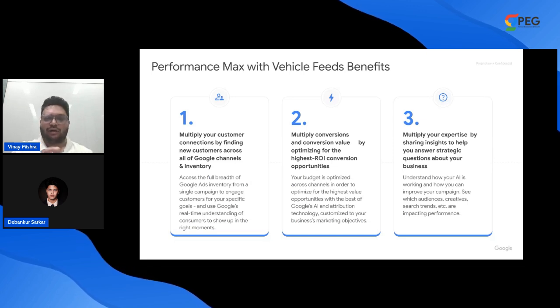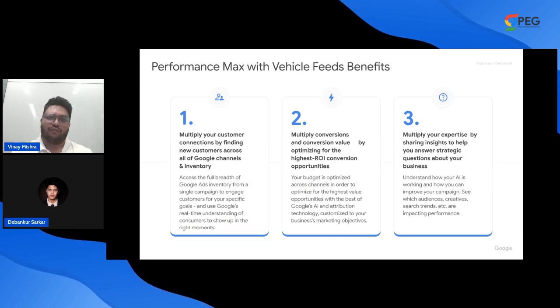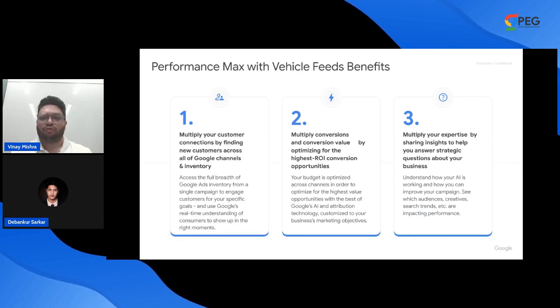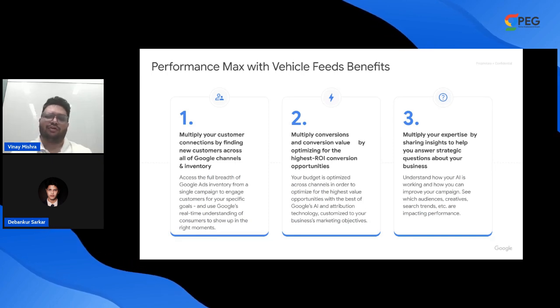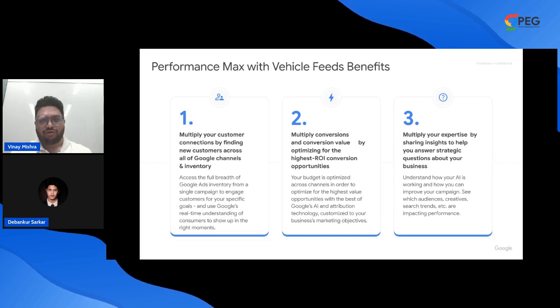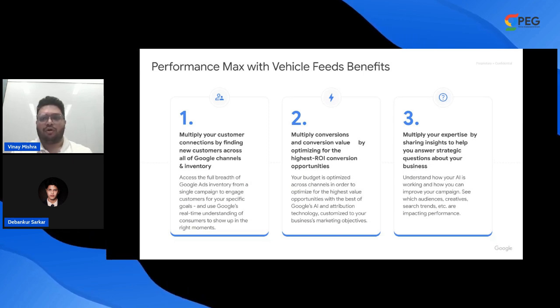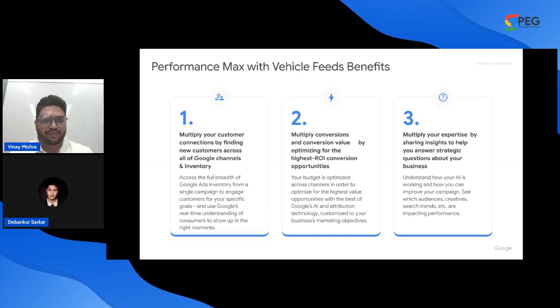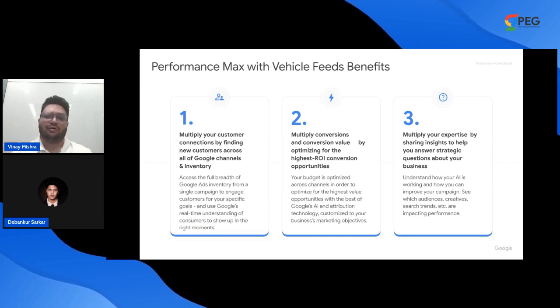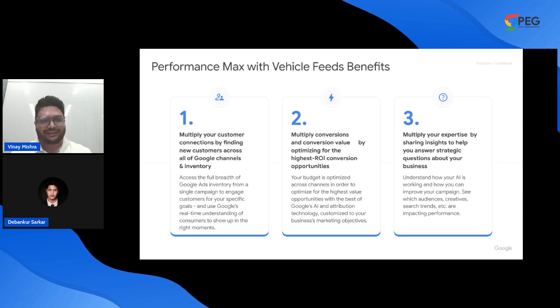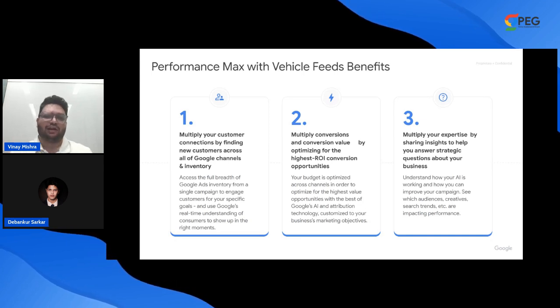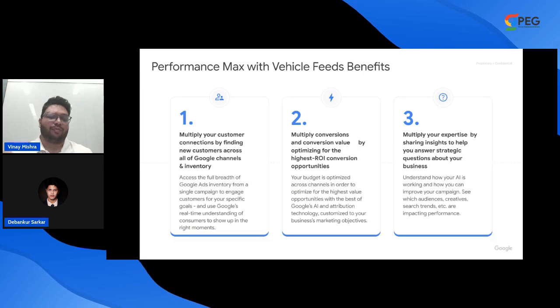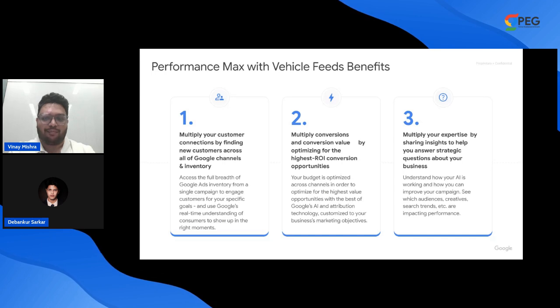As we were speaking earlier, Performance Max with vehicle feeds offers you two options where you can use the audience signals. You can set your campaign to find new users, either with a new customer acquisition goal or the new user goal. If you're setting your campaign to find new users based on your first party data, it can optimize towards finding users who are lookalike to your existing data, and you can multiply the conversions and conversion value by optimizing for the highest ROI or conversion opportunities that you have with Performance Max campaign.